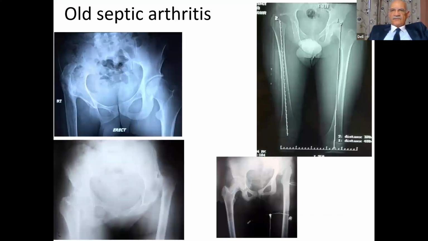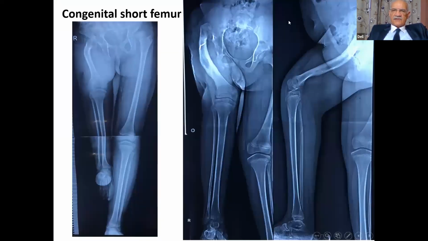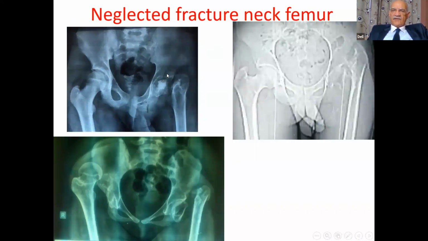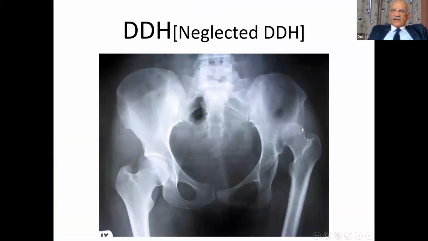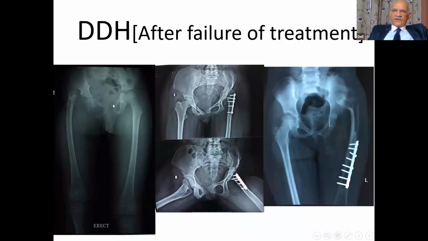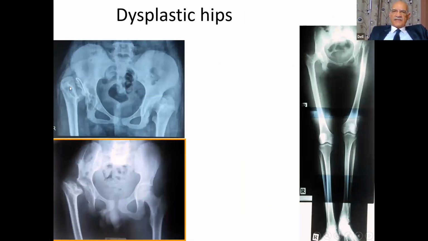We don't think so. Like in this case, absent head and neck due to old septic arthritis, all these cases. Congenital short femur, you don't have an acetabulum, it's impossible to reconstruct this upper part. Neglected fracture neck femur after 4 years and after 2 years. DDH, neglected DDH at the age of 25. DDH after failure of 6 previous operations. Dysplastic hip and failure of 7 operations.